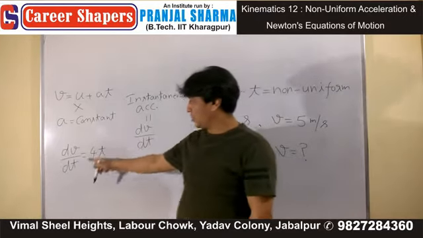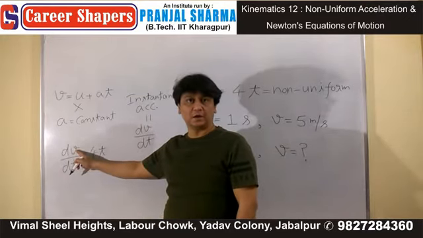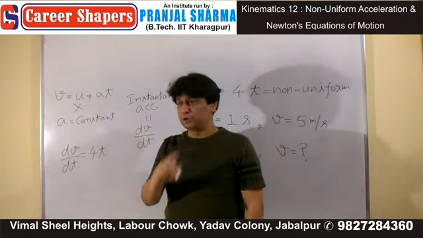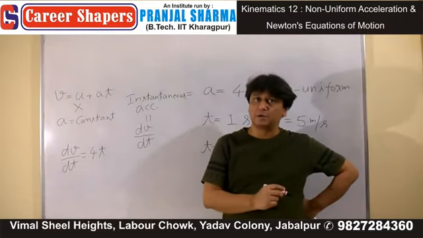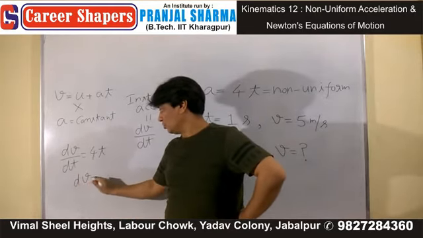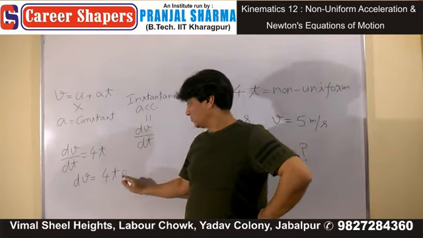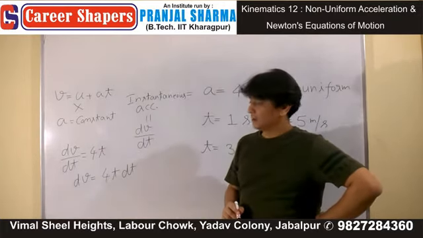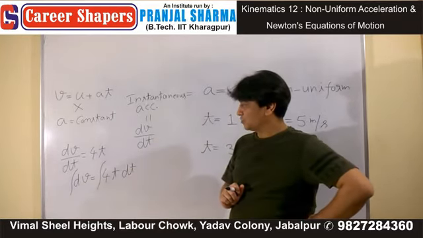The moment you write dv upon dt as 4t, the question says find out v. Now listen to what I'm saying. Find out v means you need to remove d. Removing d is nothing but integration. How do you integrate this? You will multiply dt over here, so dv is 4t dt. Then we will use the integration sign: integral of dv equals integral of 4t dt.